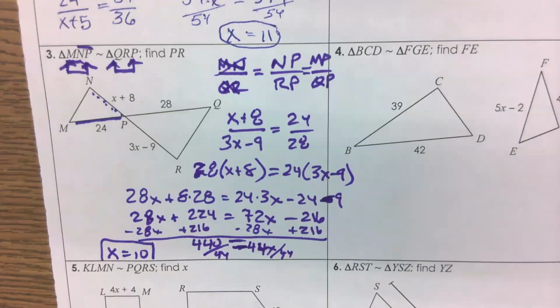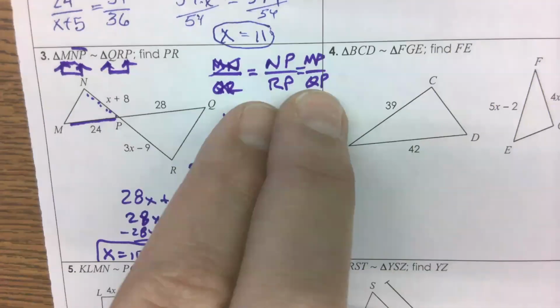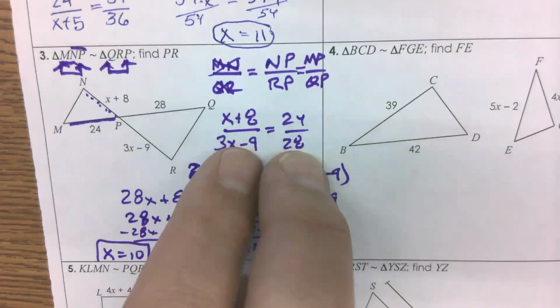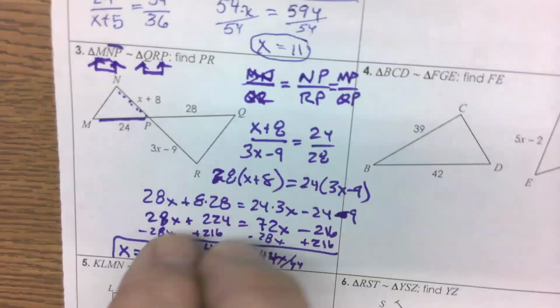I want you guys to try 4 and 5 yourselves, please. Same thing. Set up the proportion first with letters. Plug it in, cross multiply, and solve.